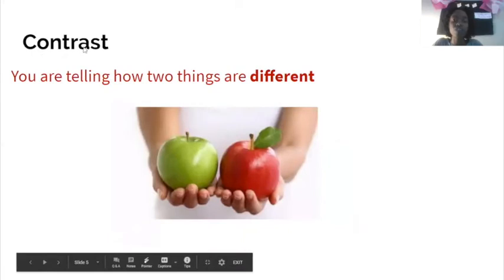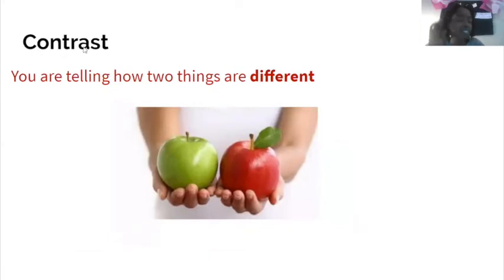This word is contrast. Can you say contrast? Awesome job. Contrast means you are telling how 2 things are different. Beautiful. Now let's look at the apples again. We notice if we wanted to contrast them, there are some differences we see here. One apple is green, the other one is red. Awesome. We also notice that one has a stem leaf and the other one doesn't. Great job.